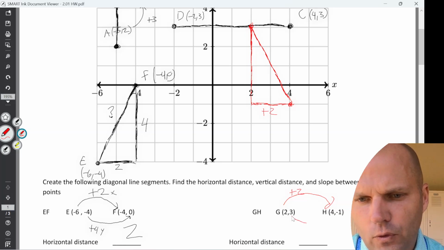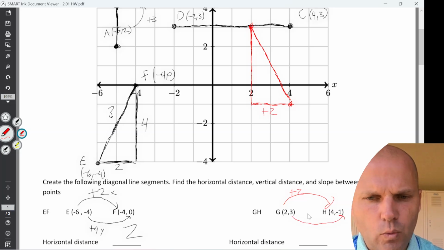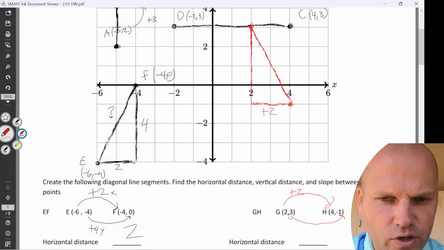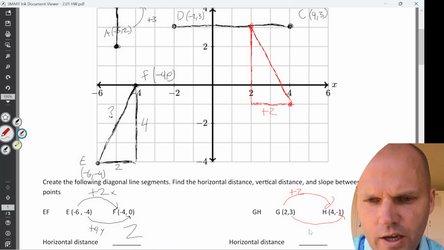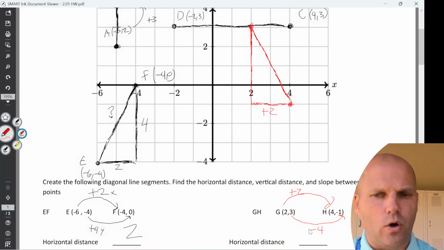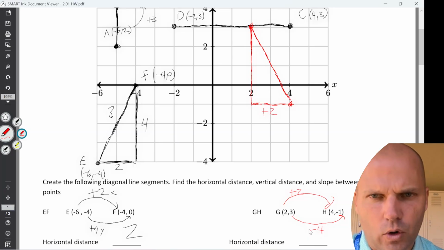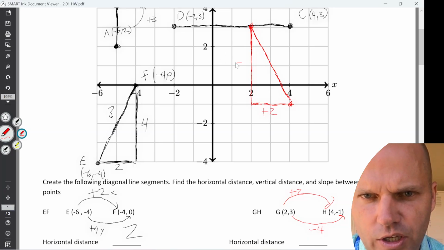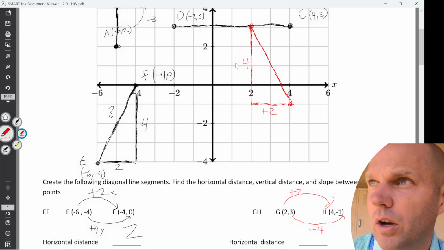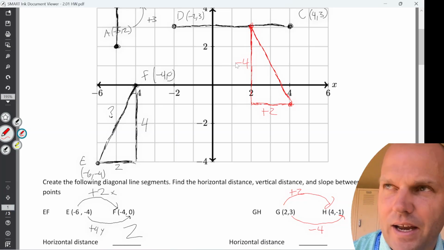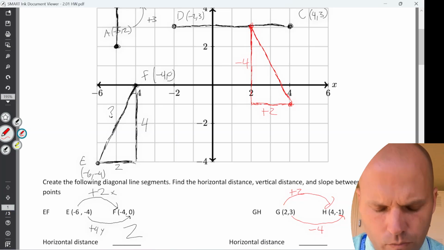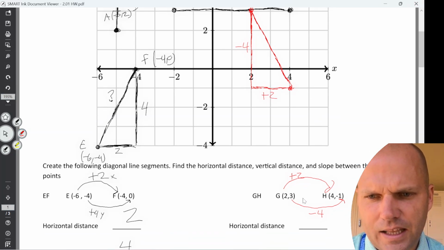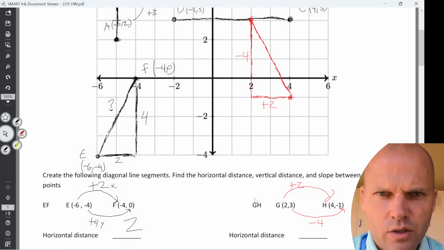Now, careful for the y's. I'm taking a y coordinate of G at 3 to a y coordinate of H at -1, and I would say that I would subtract 4. 3 to -1 is -4. Now, you could do this using a y2 minus a y1, and you would get -1 minus 3, and that's fine, but I like to just find the change.